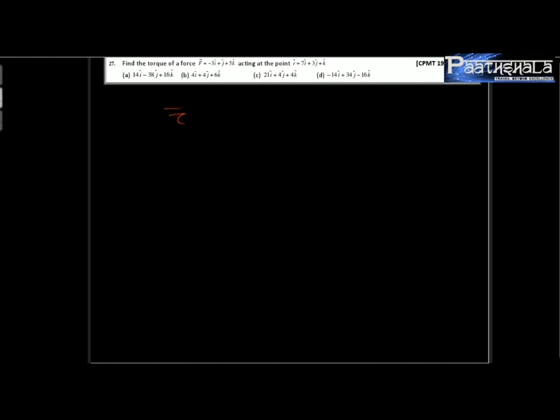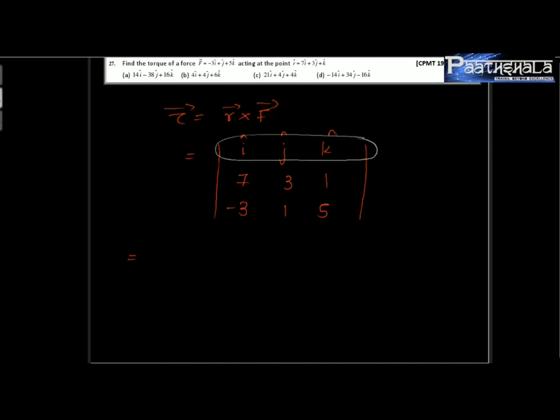Find the torque. Torque is defined as R cross F. Again, a simple question where we need to take the cross product. So this is nothing but I, J, K, 7, 3, 1 and minus 3, 1, 5. Okay, here I'll explain how to open the determinant. Firstly, you open it along a row. This is the row I, J, K. So firstly I write I hat, and then I ignore this row and this column. So whatever is remaining, I write that down.